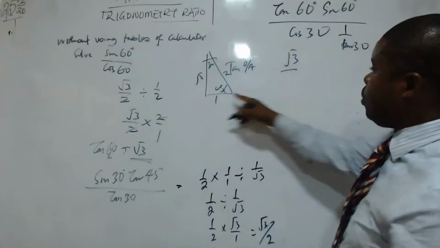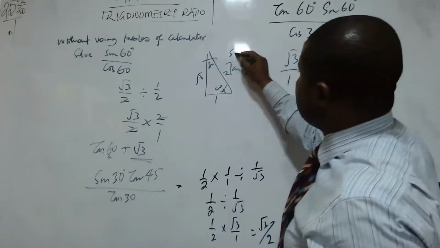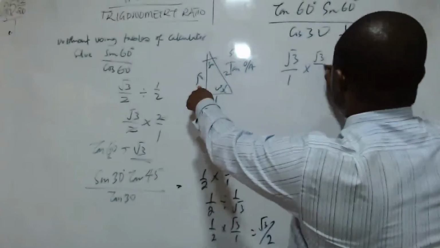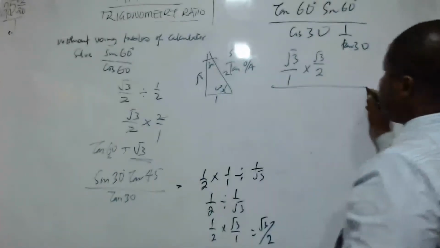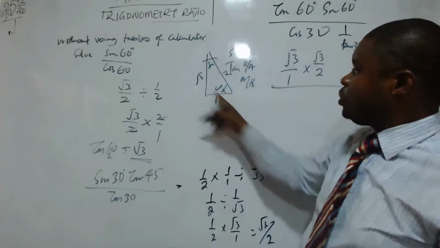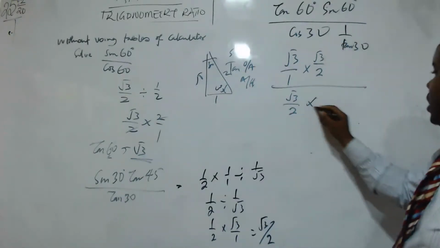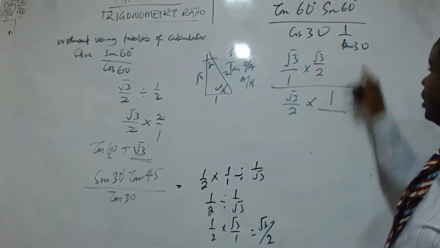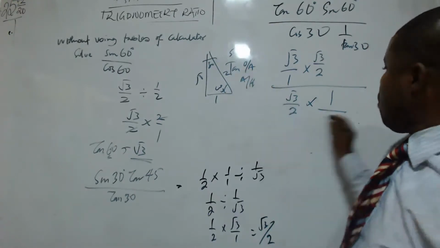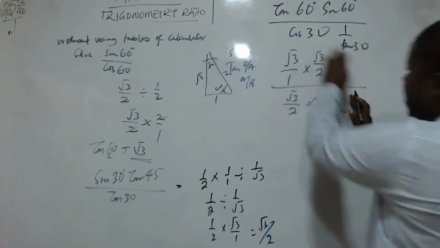Root 3 over 1 times sine 60 now. Sine is opposite over hypotenuse. That's root 3 over 2. Now divided by cos 30. Cos is adjacent over hypotenuse. For this we have root 3 over 2. Now times 1 over tan 30. Tan is opposite over adjacent, so 1 over root 3. So solve this first, then go back to this.